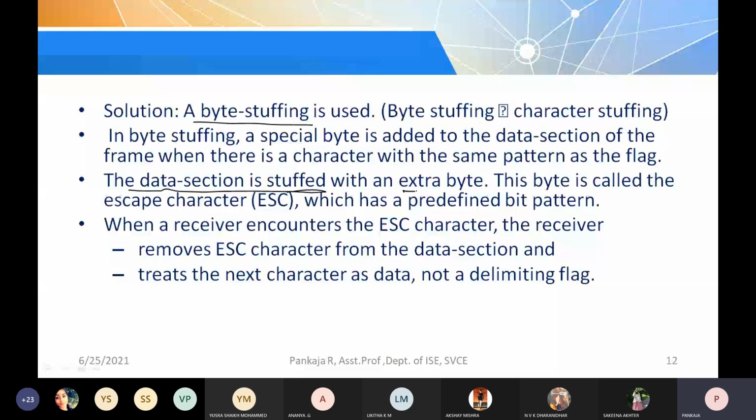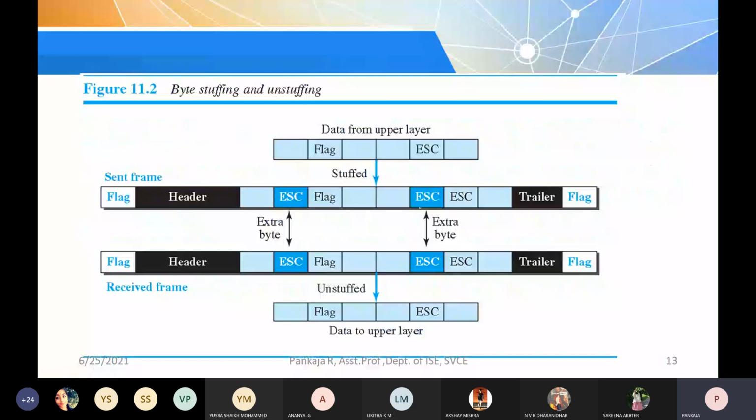This byte may be called an escape character. So what is the character you are going to use to avoid this conflict? That is the escape character. This is the data from the upper layer, that is, the network layer. You can see that in this data itself there is already a flag. The pattern of the flag that the data link layer is going to add is already part of the data.